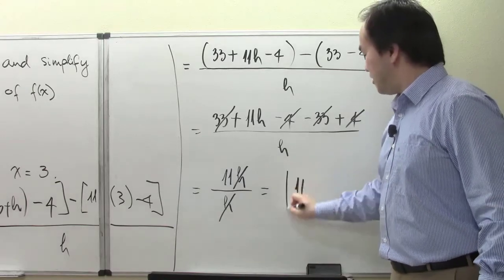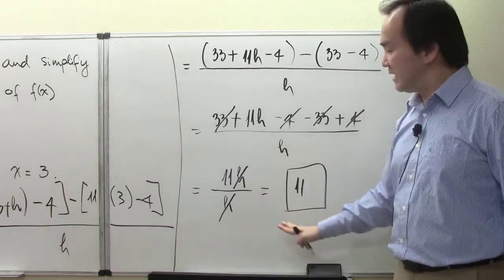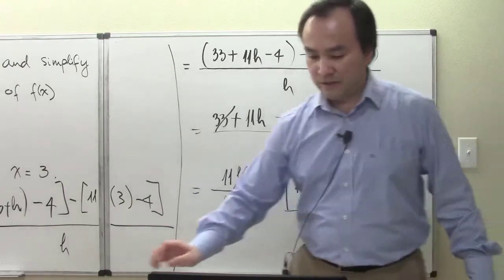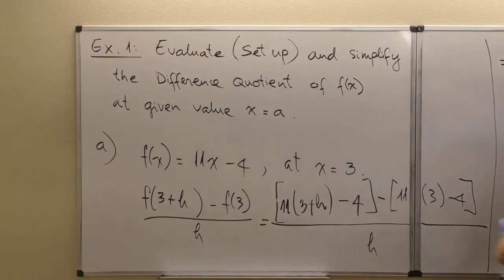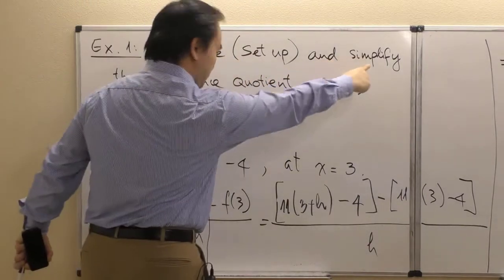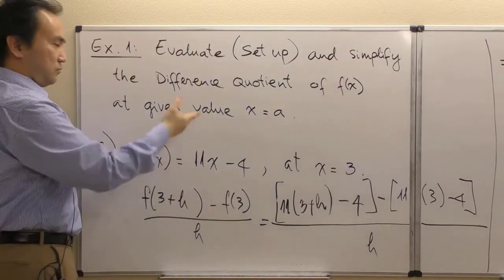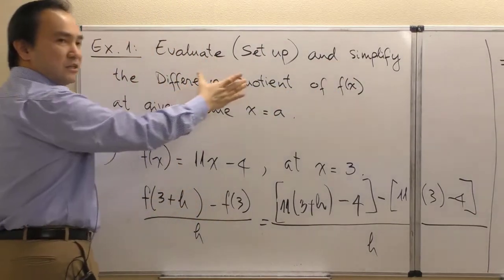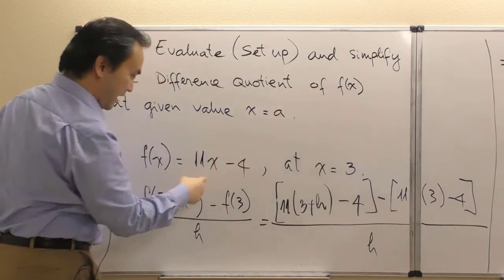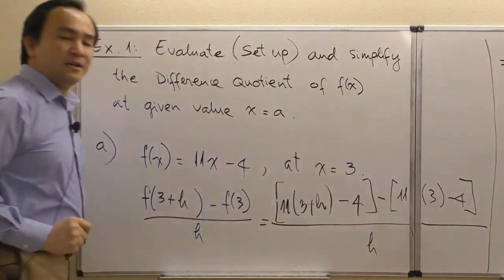Okay, so that is the answer. And at this point, we can't simplify any further. So we have done it. We have reached our goal. Our goal of the problem from the beginning was that we want to evaluate or set it up, and after we set it up, we went further to simplify it. Everything we worked on was the difference quotient. So what we had here was called the difference quotient of f of x at the given value x equals 3.